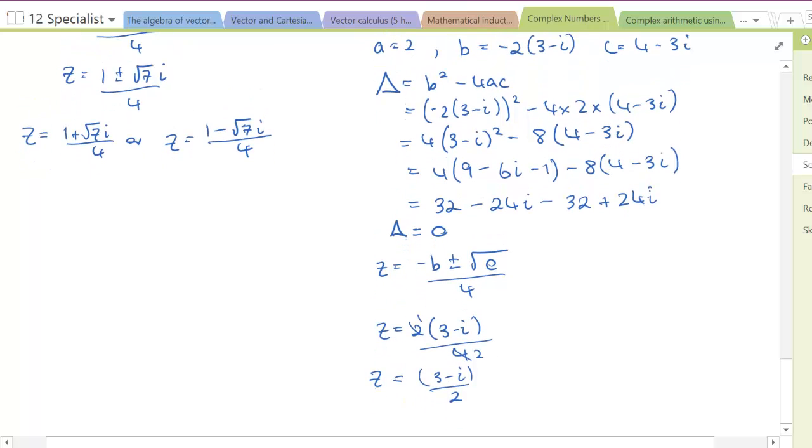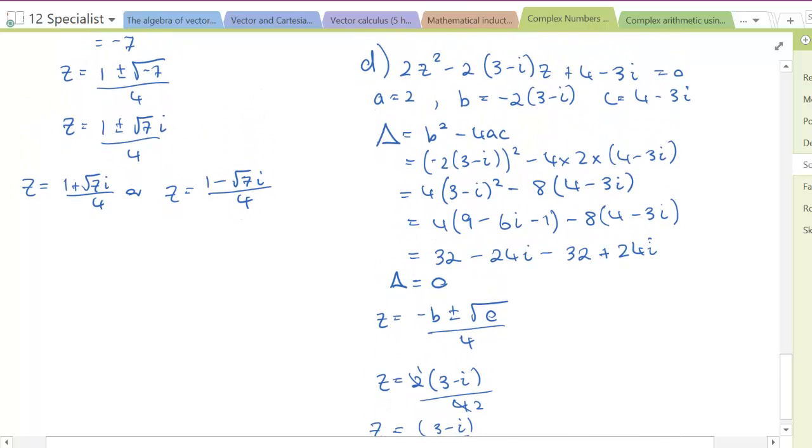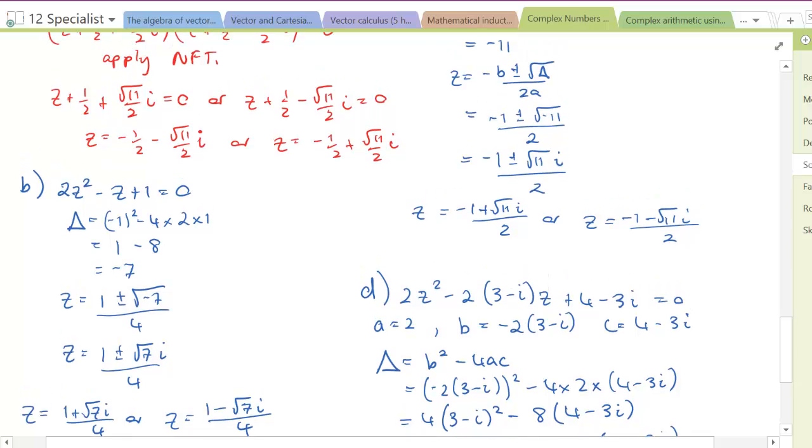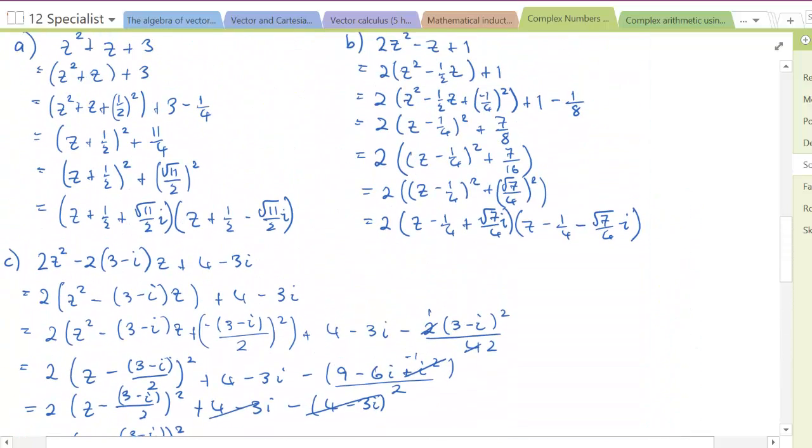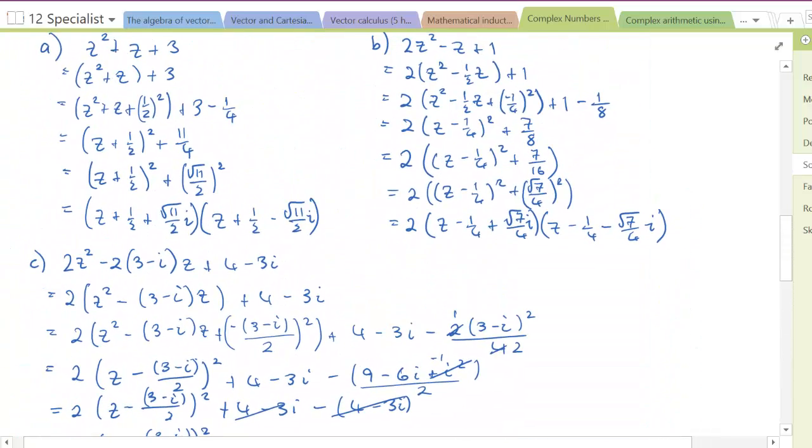So there's alternate approaches here. When you're solving, you can make your own choice. If the question is factorizing, then you'll need to use that sum of squares or completing the square approach.